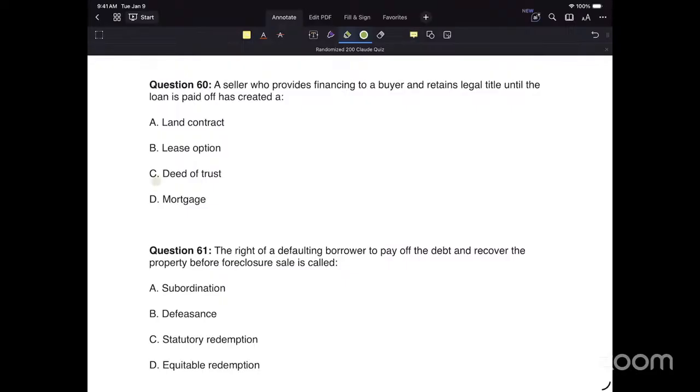But we know it's not a deed of trust, and we know it's not a mortgage, because those two things are collateral documents. Whether you're in a lien theory state or a title theory state, how the bank handles your house as collateral depends on whether they used a deed of trust or a mortgage. So now we've got land contract or lease option. Well, a lease option is a lease with an option to buy.